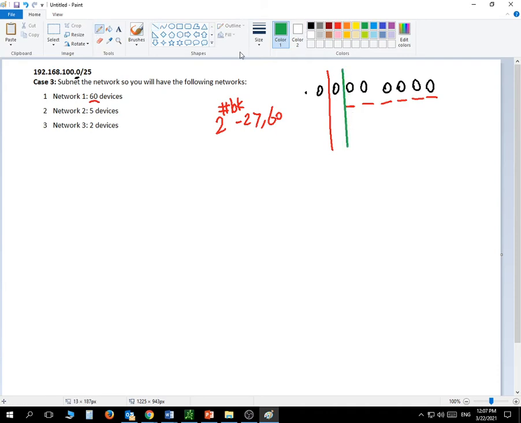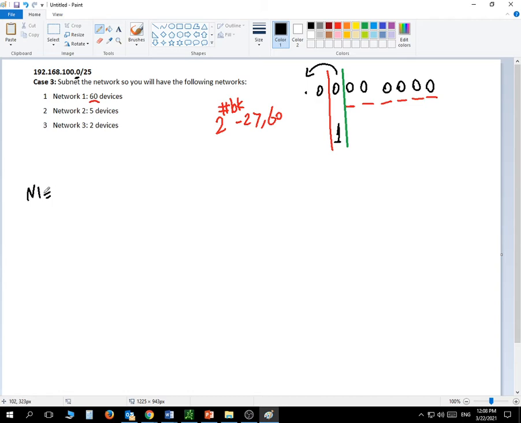So that basically is telling me that I can borrow 1 bit and 1 bit only and give it to the network portion to be able to create a network with 60 devices. So here's what we're going to do. For network 1, we're going to borrow 1 bit. And since I have 1 bit here, there's two possibilities. This could be 0 or could be 1. And I'm going to use the 0 here.